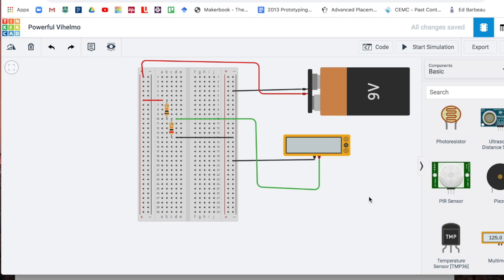If I know that R2 is twice the size of R1, what does that mean about voltage? Well, let's run the simulation. And what you might have guessed is that the voltage across this resistor is 3 volts, and the voltage across this resistor is 6 volts. In other words, the voltage across the second resistor is twice as much as the voltage across the first resistor, which is the same as the proportions of the resistances. So R2 is twice the size of R1, and R2 gets twice the voltage as R1.